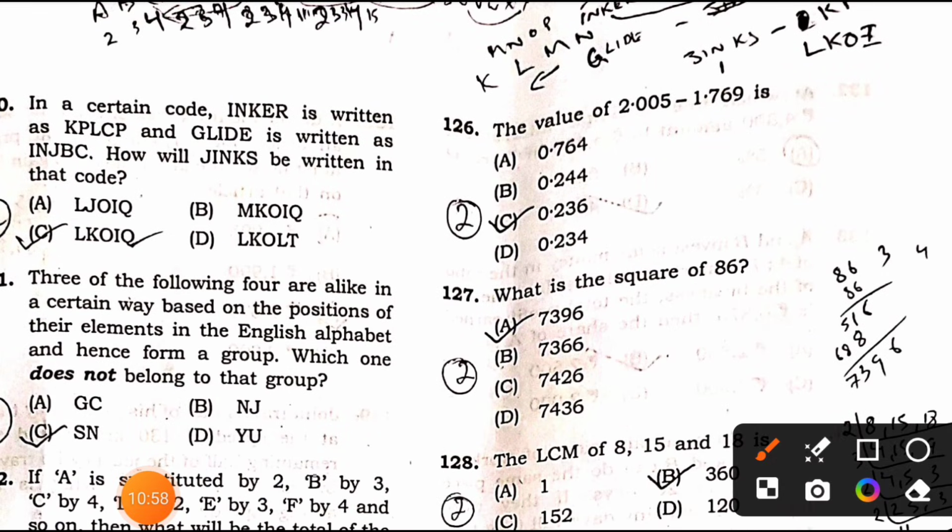126. Maths. The value of 2.005 minus 1.769 is C. 0.236. What is the square of 86? The correct answer is A. 7396.